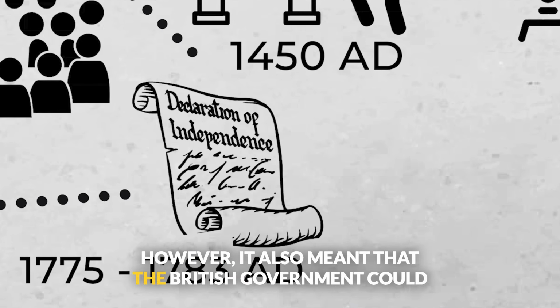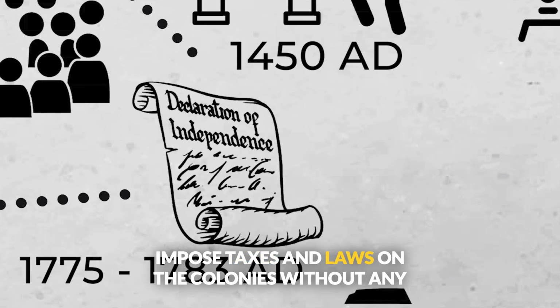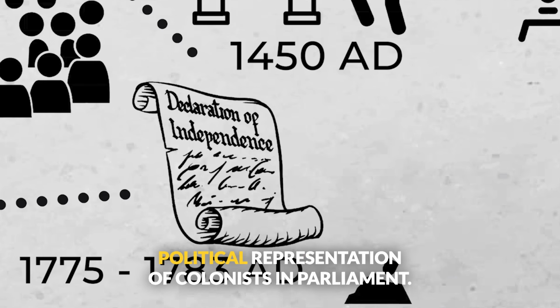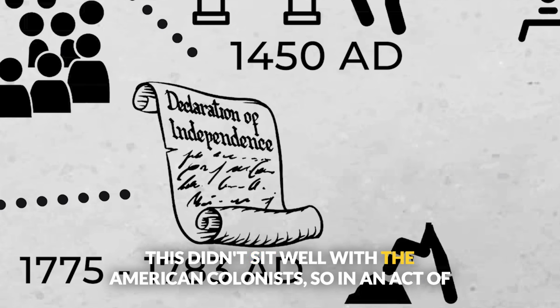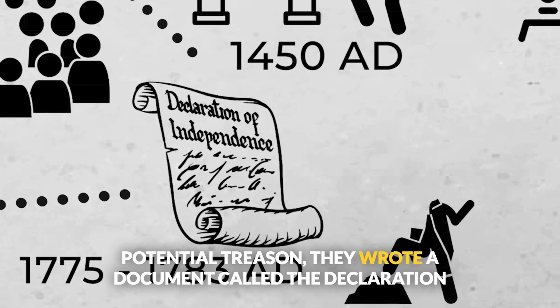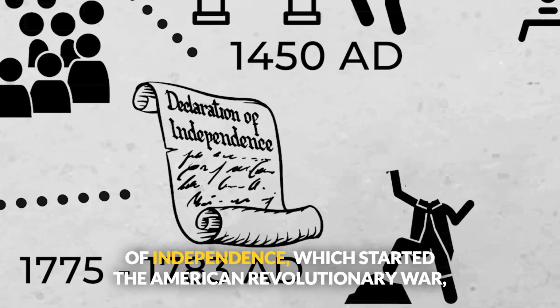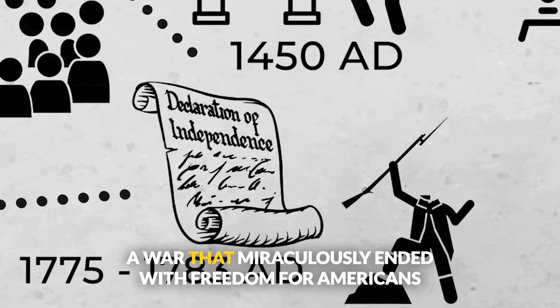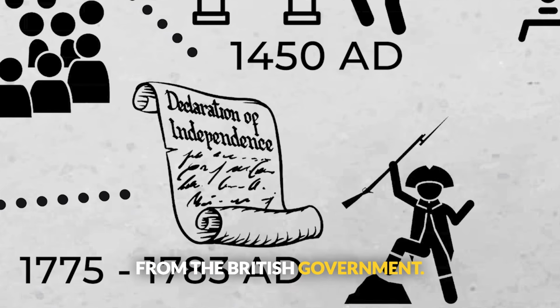However, it also meant that the British government could impose taxes and laws on the colonies without any political representation of colonists in Parliament. This didn't sit well with the American colonists, so in an act of potential treason, they wrote a document called the Declaration of Independence, which started the American Revolutionary War, a war that miraculously ended with freedom for Americans from the British government.